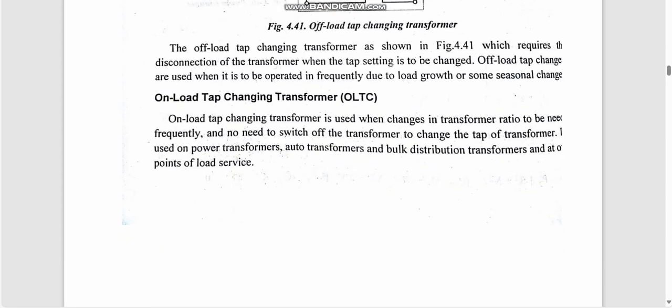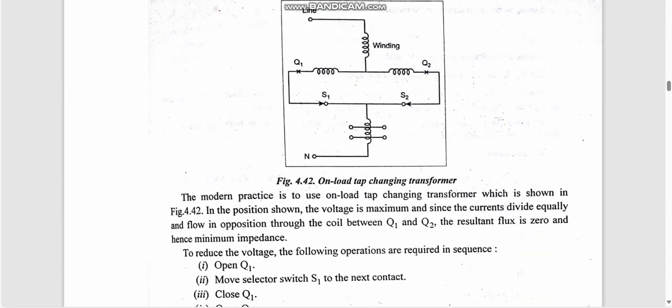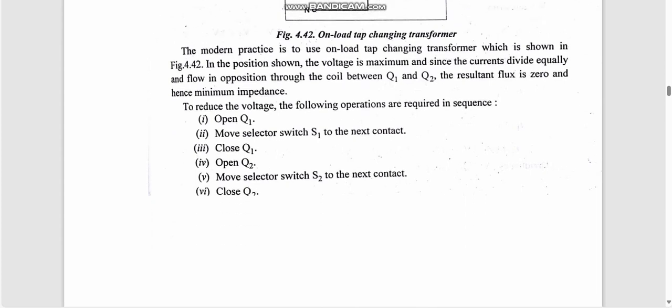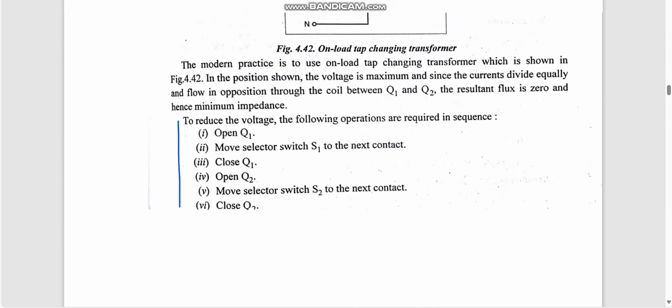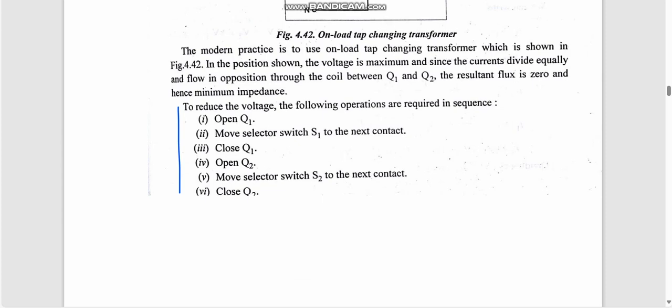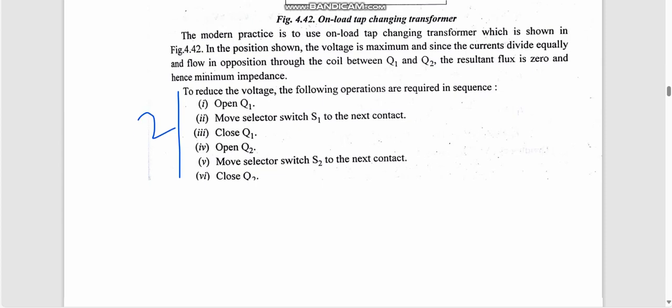Next, the on-load tap changing transformer. This is the diagram for the on-load tap changing transformer. In it, with the connection to the active current winding, we have a provision to change the tap settings. This is the procedure to change the tap settings. If you draw the diagram, you will get 2 marks, and if you explain the operation, you will get 2 marks. Total 8 marks.